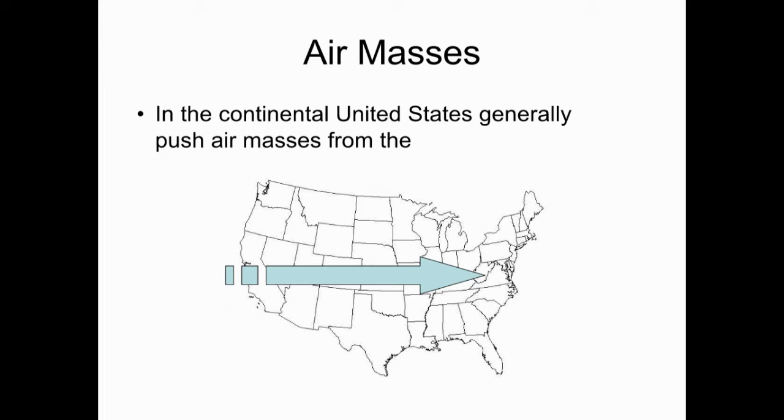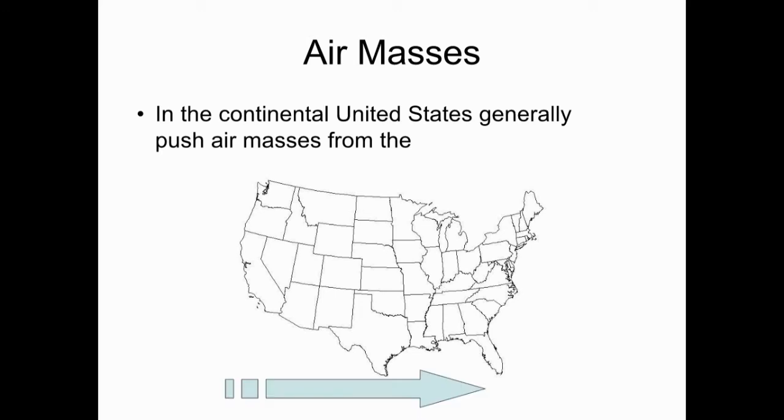For us here in Virginia, if we look out into the Midwestern states, you'll notice that they move across the country. In the continental United States, our air masses usually move in the direction from west to east.